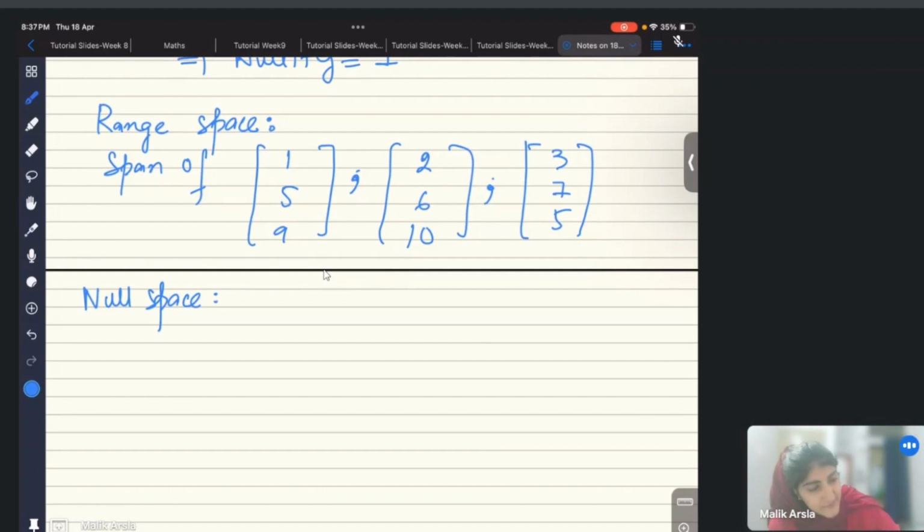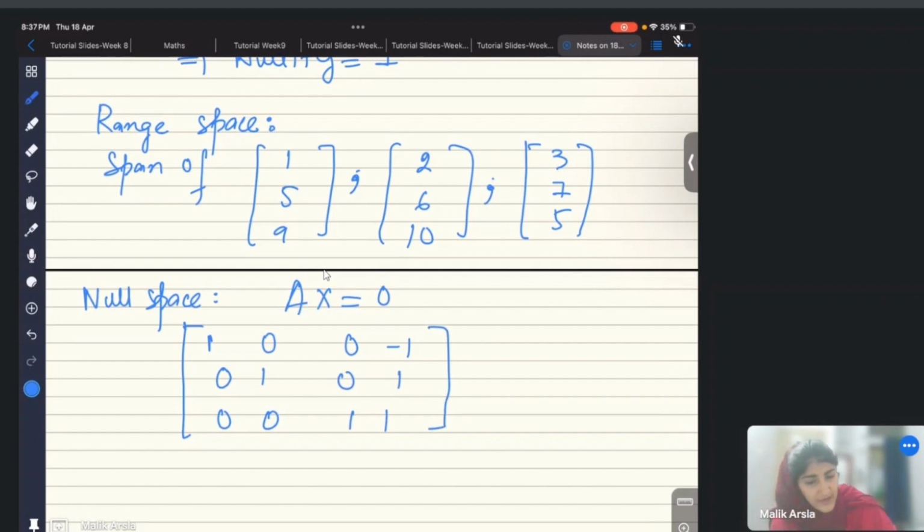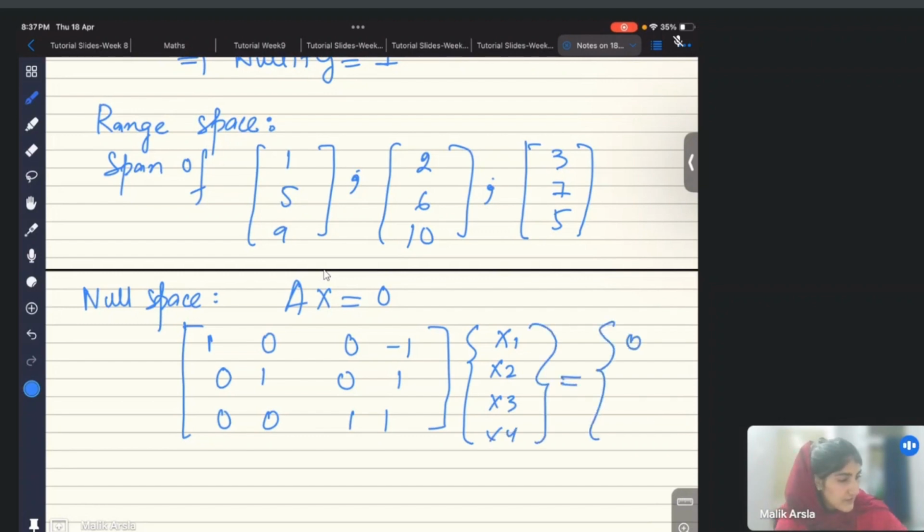Now null space. We know that null space is Ax equal to 0. So instead of A here, we write the row reduced echelon form, that is 1, 0, 0, minus 1, 0, 1, 0, 1, then 0, 0, 1, 1. And what was our x? We can write x as x1, x2, x3, and x4. So this is basically equal to 0.